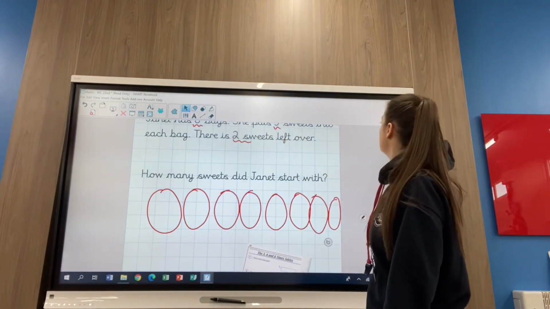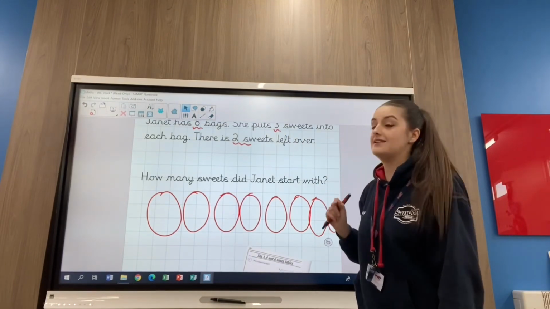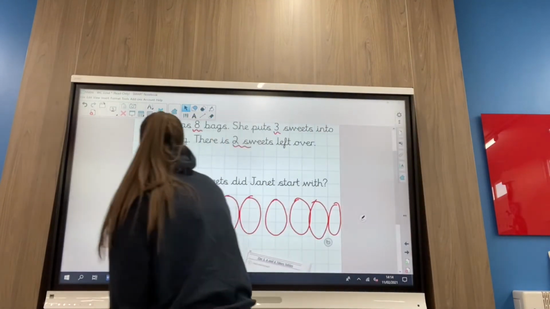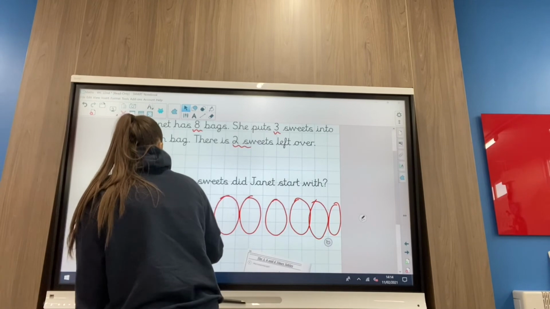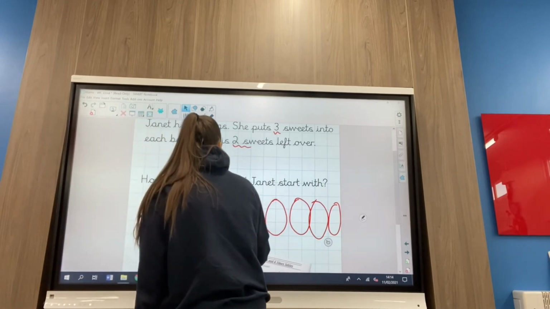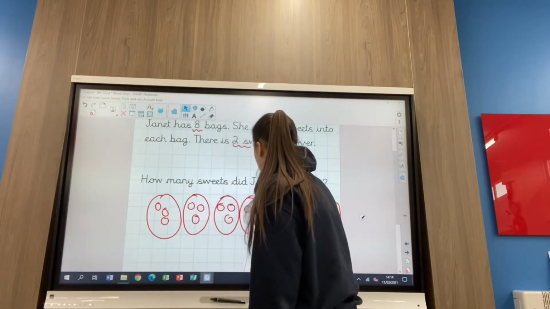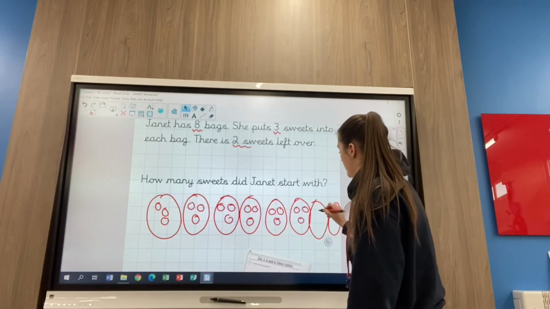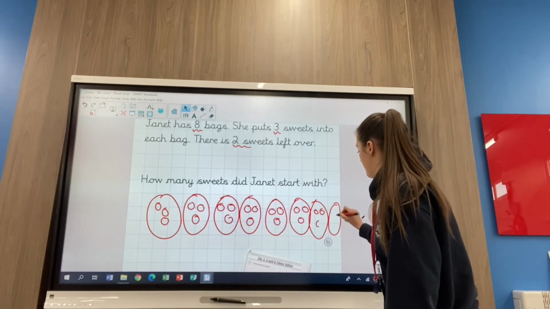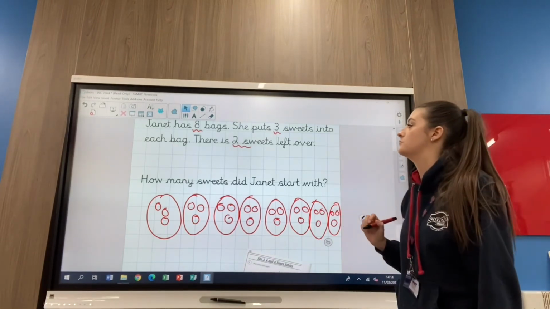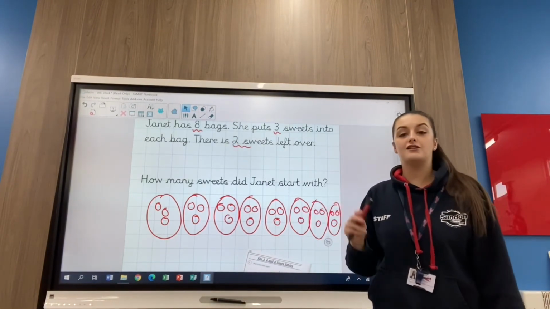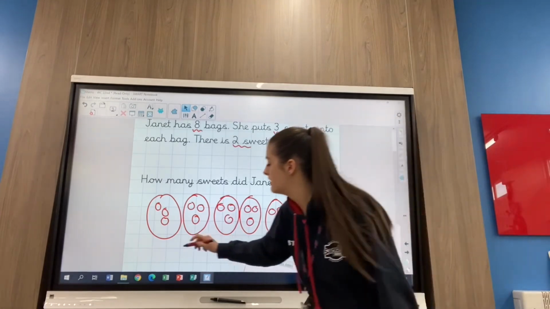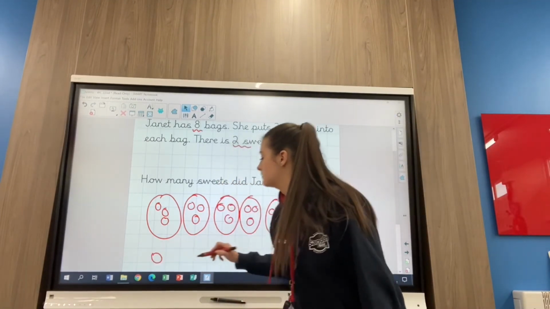Now it told us she puts 3 sweets into each bag. So there's 1, 2, 3, 1, 2, 3, 1, 2, 3, and so on, putting 3 sweets into each bag. I'm following what the question has told me. But we're told that Janet has 2 sweets left over. We've got 2 sweets here, okay?